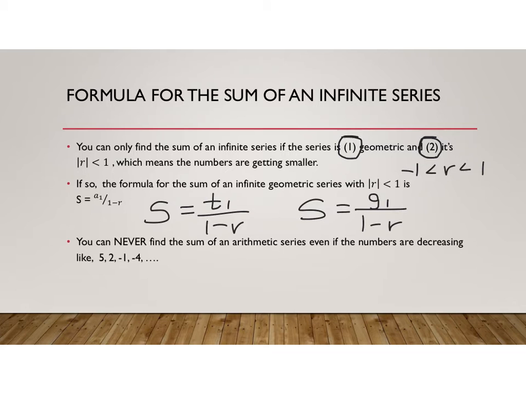You might see it written using t, or using g for g sub 1, but it's the first term divided by 1 minus r. Now, you can never find the sum of an arithmetic series if the numbers are decreasing. These numbers are getting smaller, but there's still no way to add them all up, because your next term would be -7, then -10, then -13. It would just keep becoming a bigger and bigger negative number.